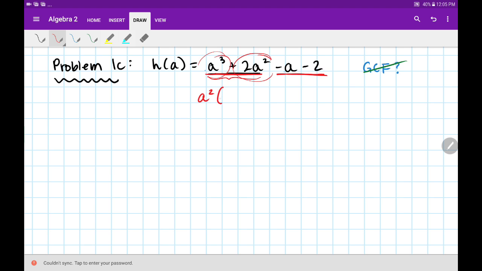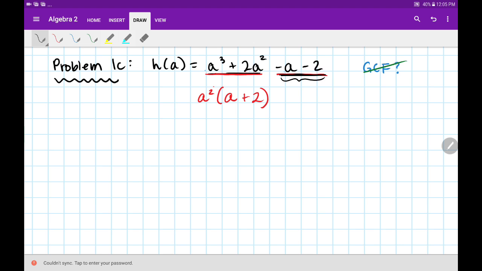I can take out an a squared, and then a squared times what gives me a cubed? That would be a. A squared times what will give me plus 2a squared? That would be plus 2. And I have basically done GCF on my first set of terms. Okay, now we're going to focus on this pair right here.